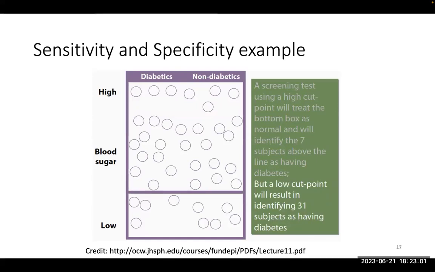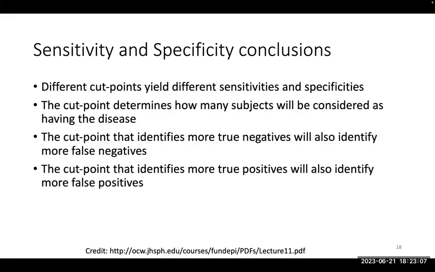Yeah. Low cut point. So it's this trade-off, whether you take a high cutoff or a low cutoff. The cut point determines how many subjects will be considered as having the disease. Lower cut points result in more false negatives. Higher cutoffs result in more false positives. If you remember the 2x2 table, higher cutoff points mean more false positives, ergo a lower specificity. So you're more likely to misdiagnose. For sensitivity, it's the other way around.